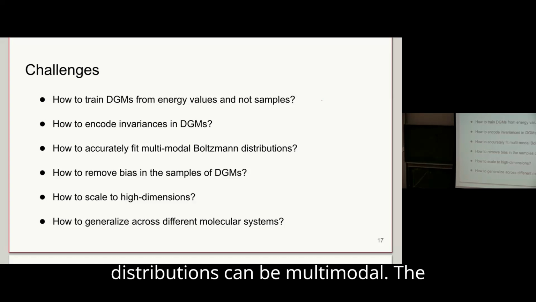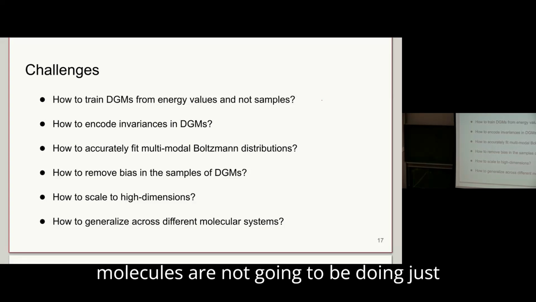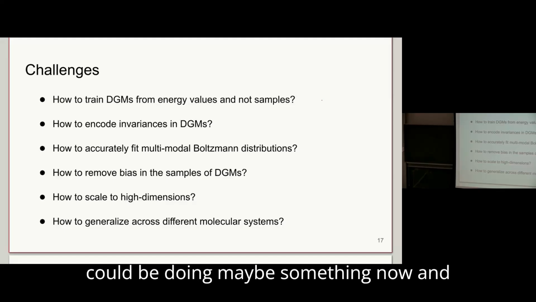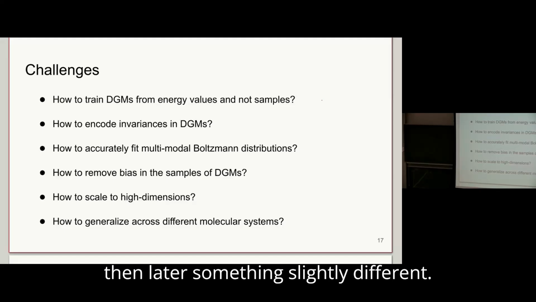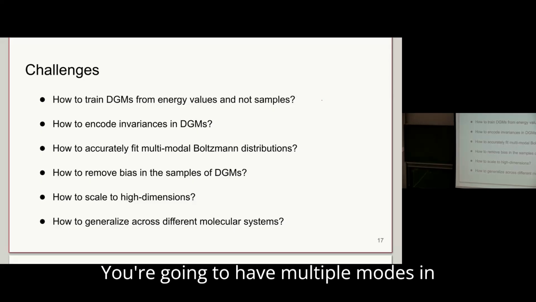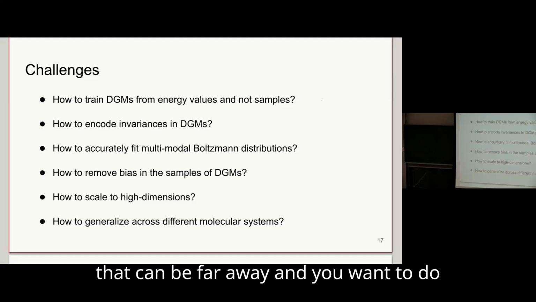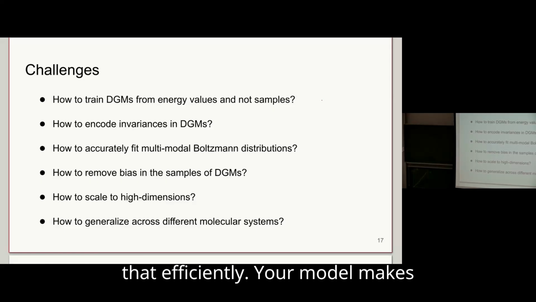Your distributions can be multimodal. The molecules are not going to be doing just one thing at a particular time. They could be doing maybe something now and then later something slightly different. You're going to have multiple modes in your Boltzmann distribution. And you want to sample from these multiple modes that can be far away, and you want to do that efficiently. Your model makes mistakes also.